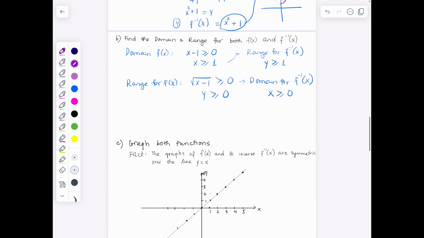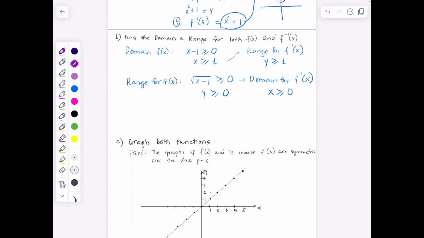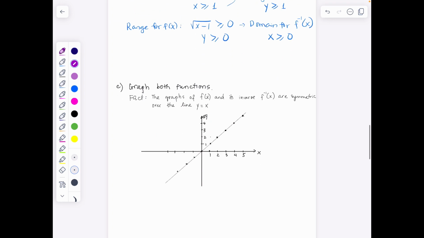Okay, so we're going to go into more detail with the graph in part C here. In this one, we have to graph both functions. So here's a fact. The graphs of f of x and its inverse f negative 1 of x are symmetric over the line y is equal to x. So I already have this y is equal to x line graphed. Basically, y is the same as x. So if x is 1, y is 1, x is 2, y is 2. It's a very easy line to graph.